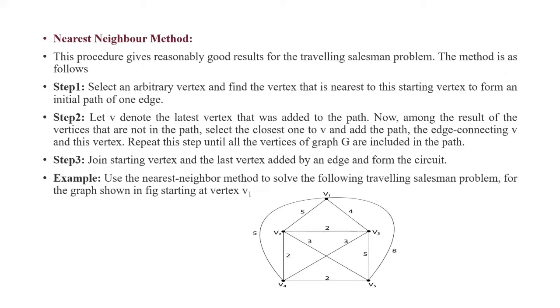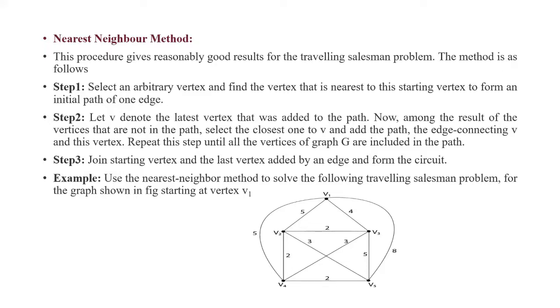What does an arbitrary vertex mean here? Take any vertex as the starting vertex. Whatever starting vertex you have selected, find the nearest vertex from it. Which one is the nearest from that starting vertex? You have to find that vertex and consider the path between these two vertices.